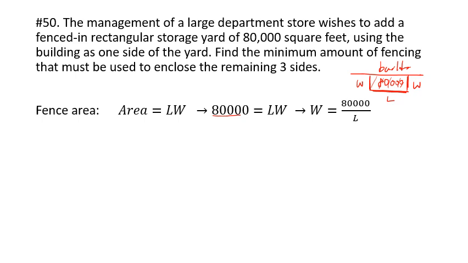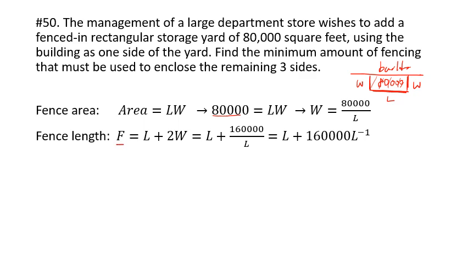In other words, the fencing amount F is L plus 2W. I can make it one variable: for W, I plug in 80,000 over L. 2 times 80,000 is 160,000 over L. So this one, put in the numerator, becomes L plus 160,000 L to the negative 1. Minimum or maximum happens at a critical point, so we have to find the derivative with respect to L.